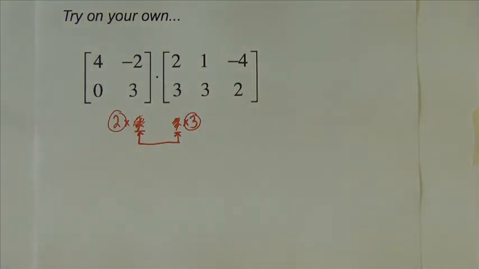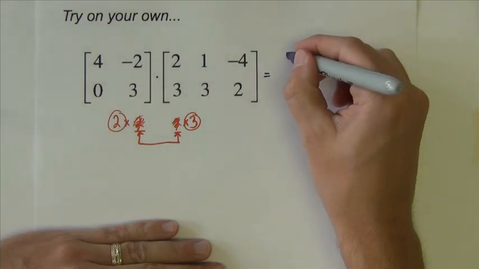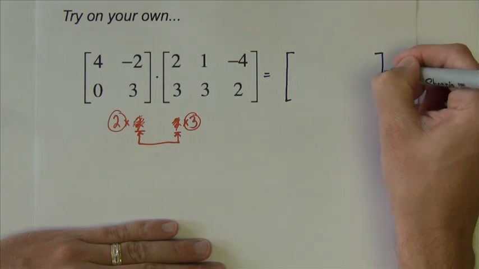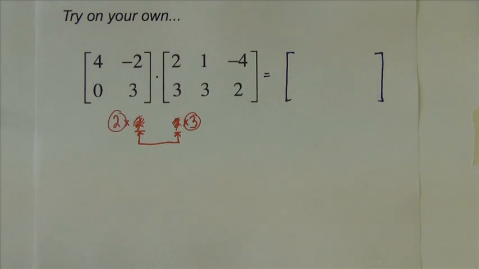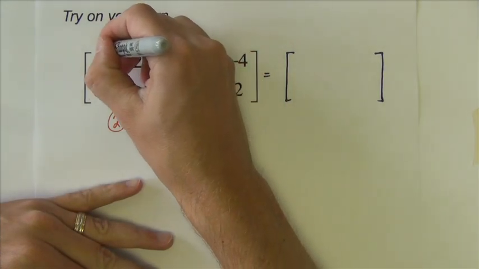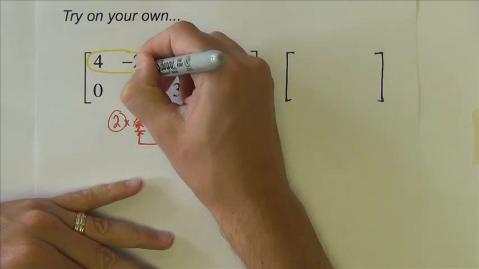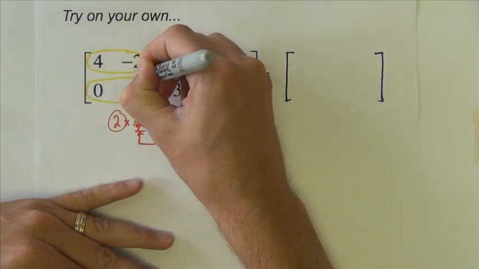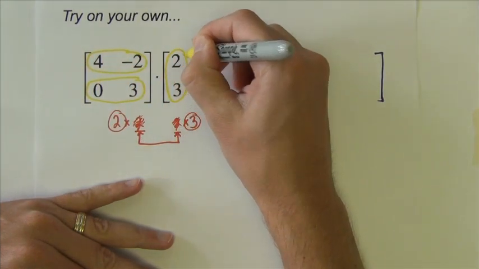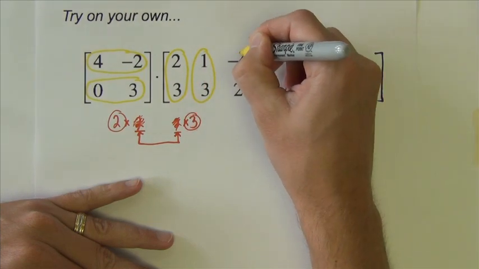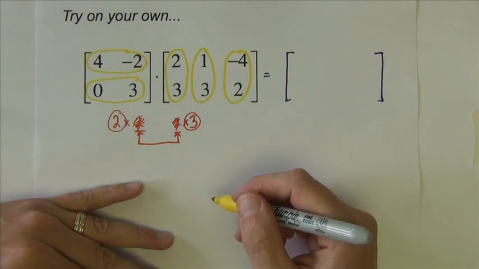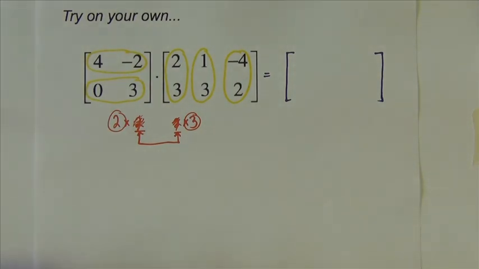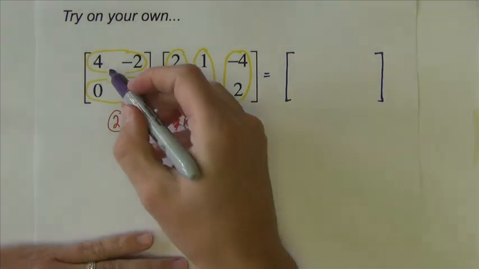Okay, so I want an answer matrix that has 2 rows, 3 columns. Okay, and I'm going to circle them in such a way that I always circle the rows on the left, columns on the right. Okay. So I'm going to begin. I'm just going to do the scratch work down here.